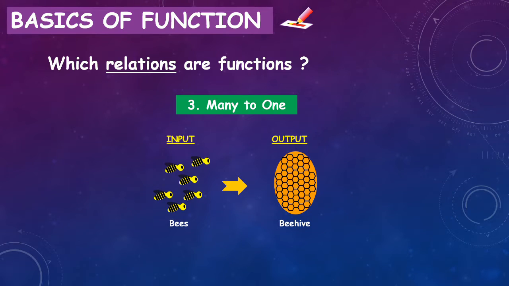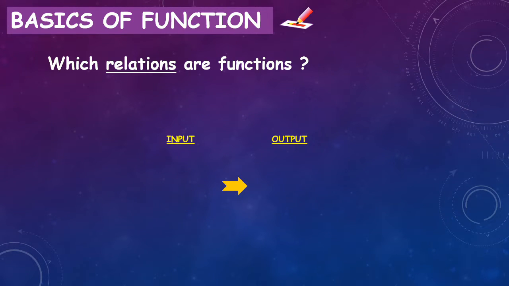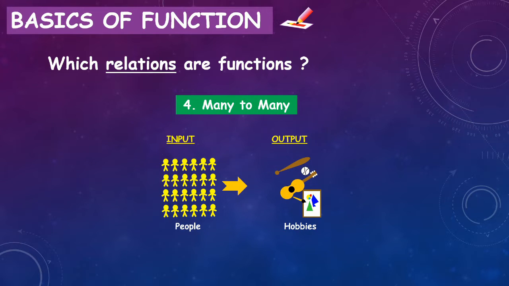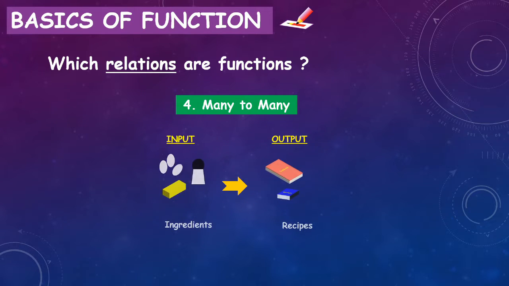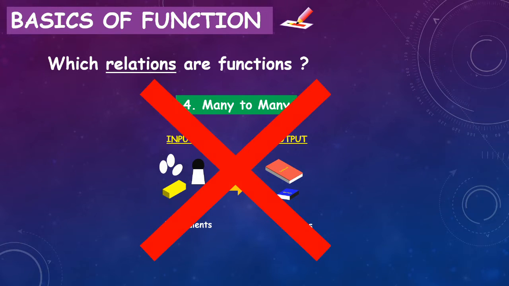The bees can only have one hive, so this too is a function. A person can have more than one hobby, so the output is more than 1. This is not a function. Ingredients can belong to more than one recipe, so the output is more than 1 also. This is not a function.